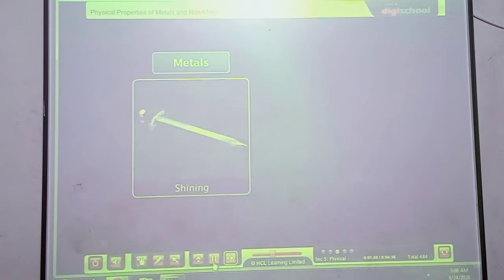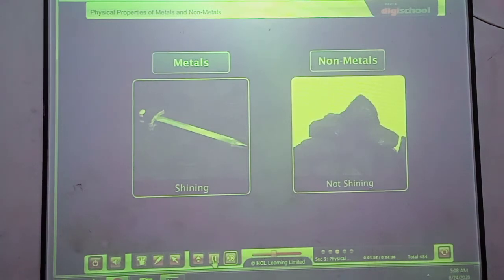When a metal is polished, it takes on a shiny appearance. This is called metallic luster. So metals have a metallic luster, that is, they are shiny. See in this figure, you can see that the spot that is lying here, it is shiny. So the first property of metals is that they are shiny. Non-metals do not acquire a metallic appearance when polished. And when we compare metals with non-metals, we can say that on one hand metals are shiny and non-metals are not shiny. Is it clear?